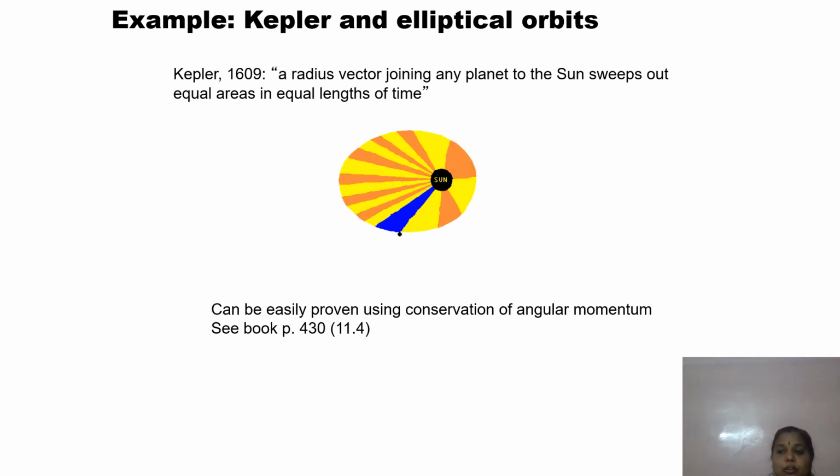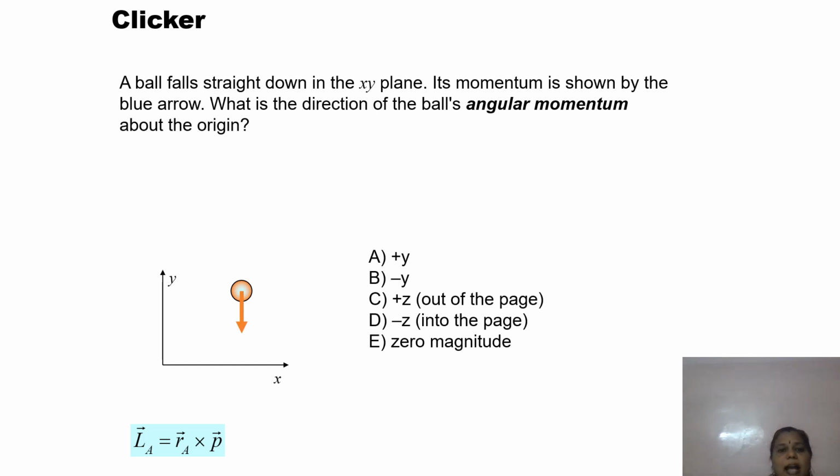And again, this is because of the conservation of angular momentum. Here is another example for you to understand. Imagine a ball which falls straight down in the xy plane. Its momentum is shown by the orange arrow. What is the direction of the ball's angular momentum? Obviously, when the momentum is in the xy plane, the angular momentum will be in the z direction.